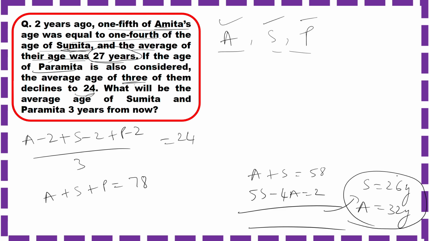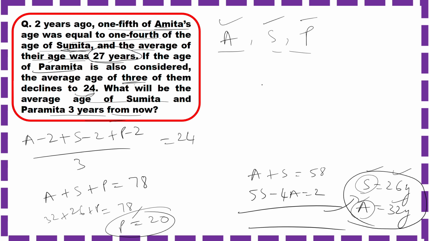Now we also have 26 years and 32 years as the ages of Sumita and Amita. Substitute here. So 26 plus 32 plus P is 78. So P's age is 20. Here we got the ages of S, A and P before 2 years, not the present age. But we are asked to find the average age of Sumita and Parmita 3 years from now. That means 3 years in future.